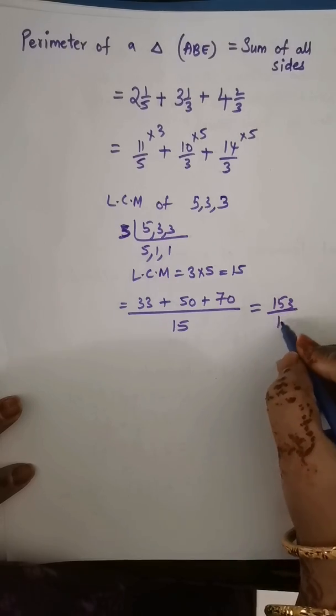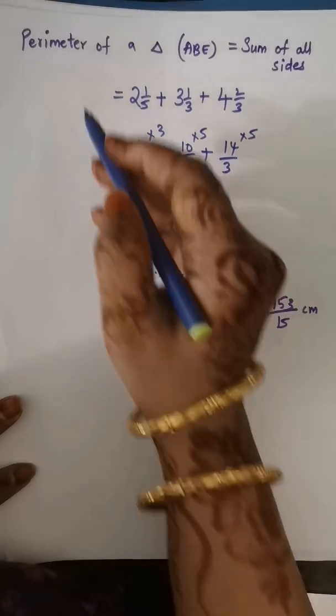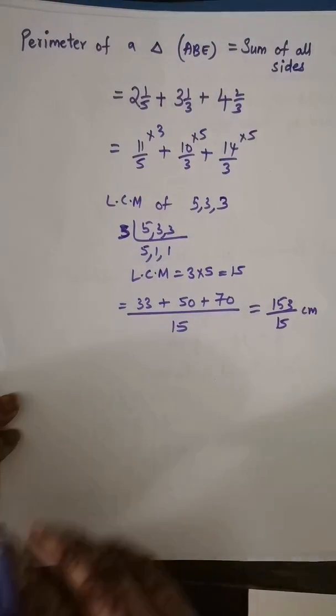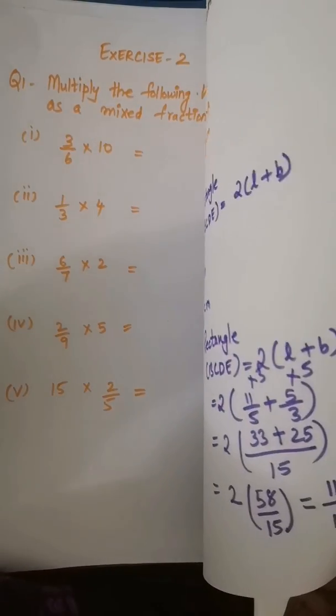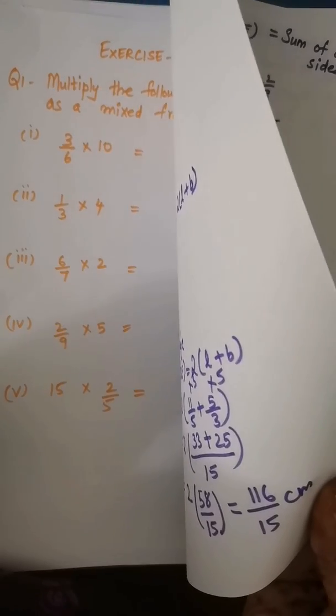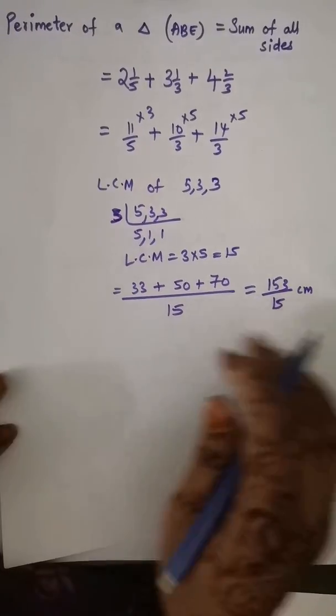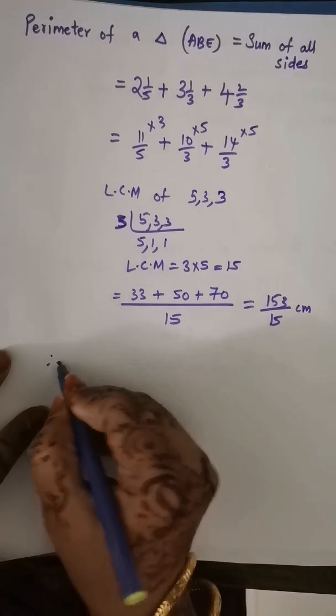153 by 15 centimeter. The perimeter of the triangle is 153 by 15 centimeter. The perimeter of the rectangle is 116 by 15 centimeter. So whose perimeter is greater?